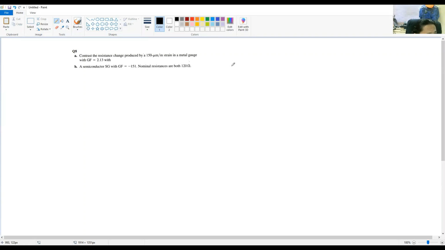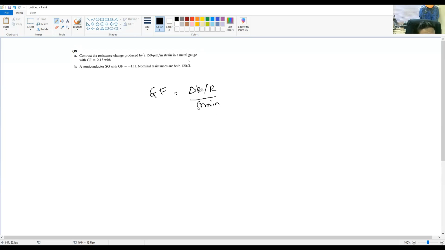Okay, question number 8. Contrast the resistance change produced by 150 microstrain in the metal gauge with the gauge factor equal to 2.13, with the semiconductor gauge with the gauge factor of negative 151. The nominal resistance of both is 120 ohms. We can use the formula for the gauge factor; this formula you can refer to the notes.